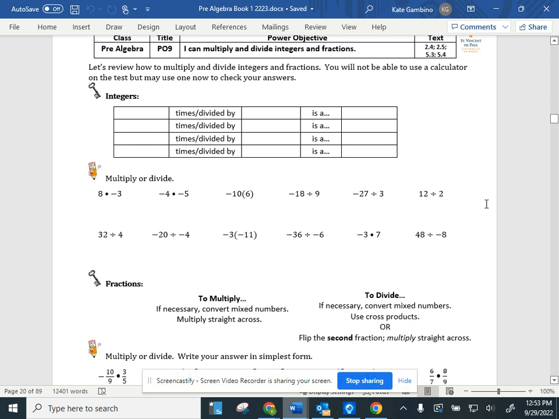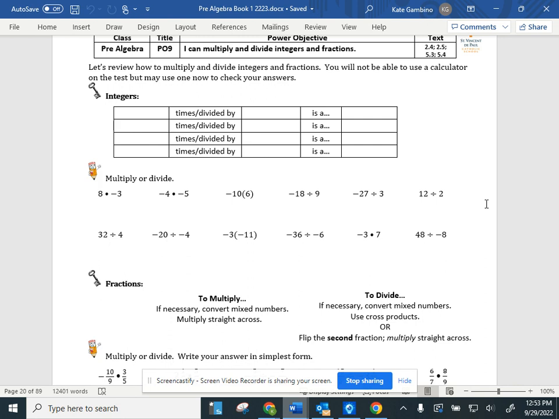Good afternoon. Today we are working on PO9. I can multiply and divide integers and fractions. So just like when we were adding and subtracting, we have some rules that we need to follow. So let's review how to multiply and divide integers and fractions.